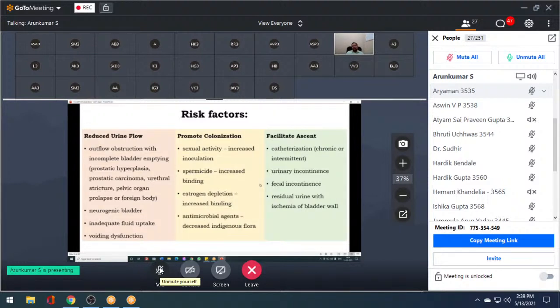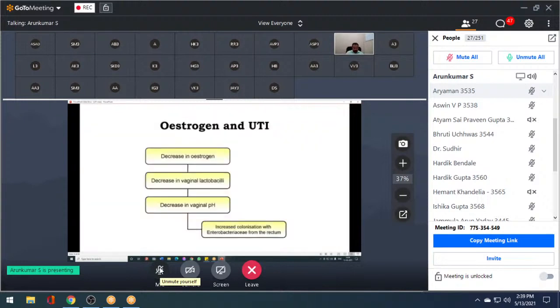And apart from this, if the patient has a catheter, or has some incontinence or some residual urine, it provides a method by which the microorganisms can ascend up to the upper urinary tract, thereby causing UTI. So these are the risk factors by which patients can develop UTI.